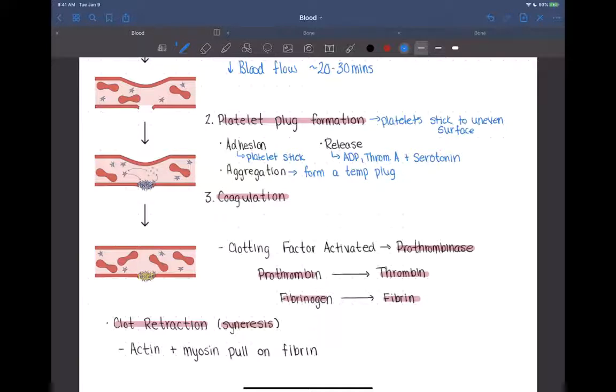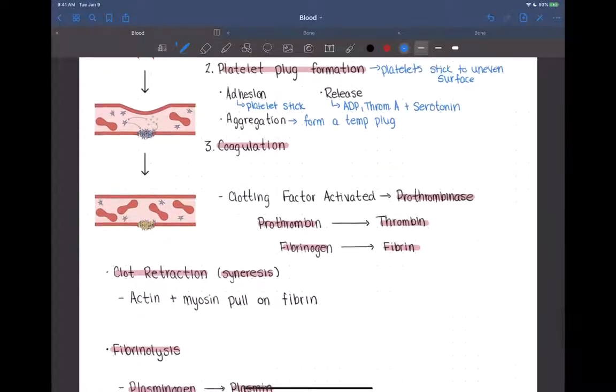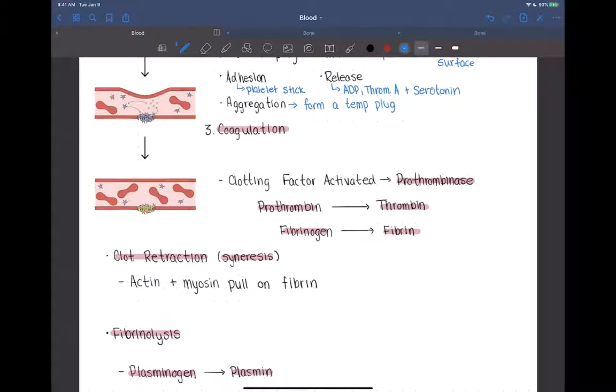All right, and then the third stage is coagulation. This one's a little more involved. With coagulation, this is where we're going to form that clot.